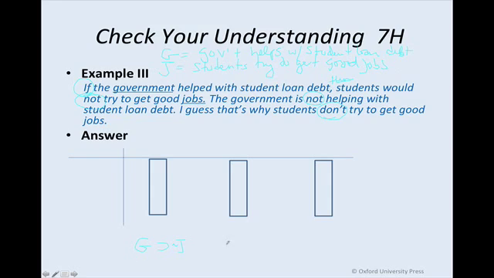The next sentence is, the government is not helping with student debt. And the third sentence is, it's not the case that students try to get good jobs. Now, I think it's pretty clear that the last sentence is the conclusion. There's an inferential flow from the first two to the third sentence, even though we don't have any indicator words to help us. As you read the argument, the cadence of the argument, the flow of the argument leads us to it's not the case that students try to get good jobs as the conclusion.